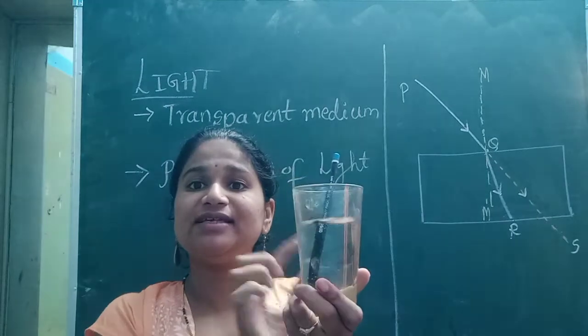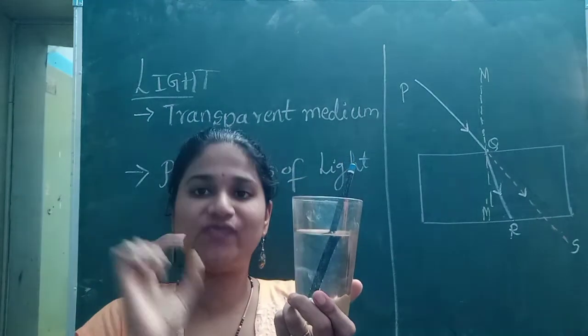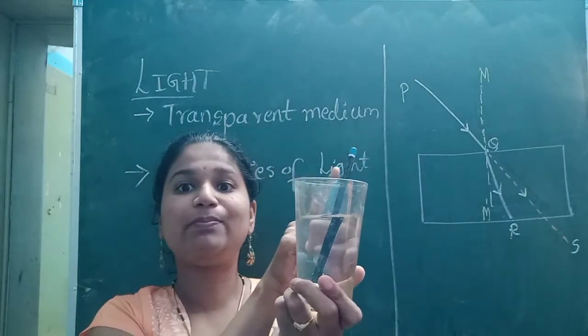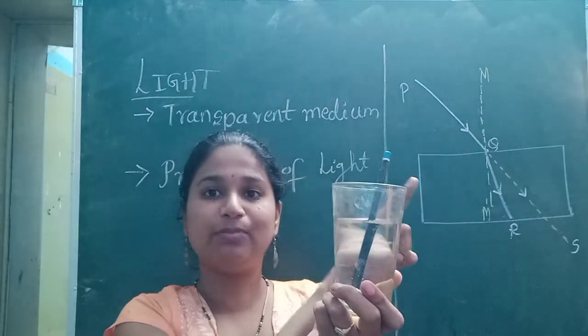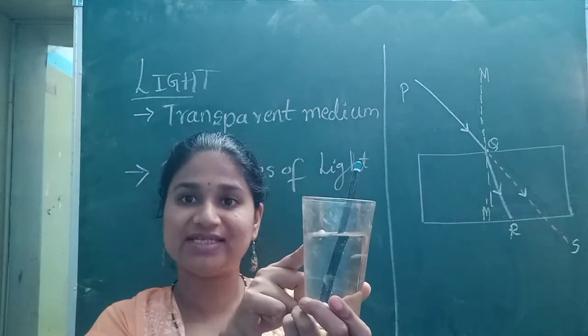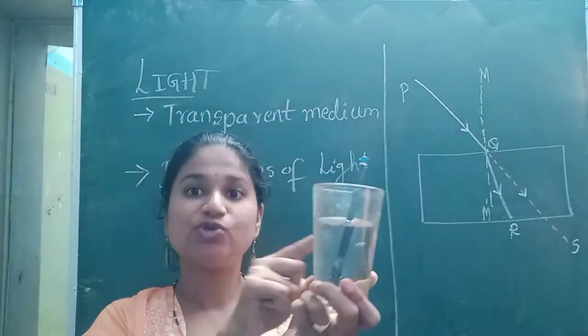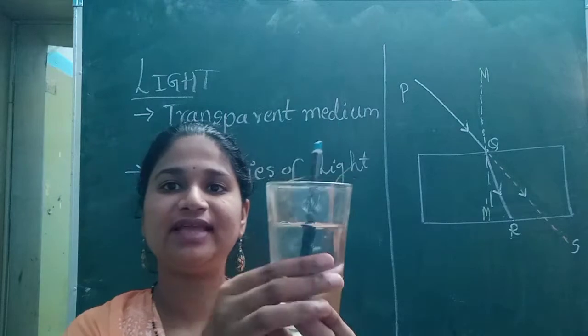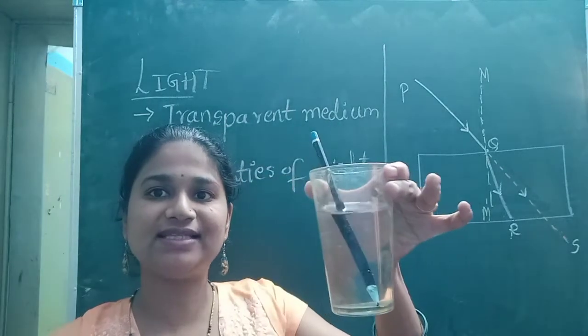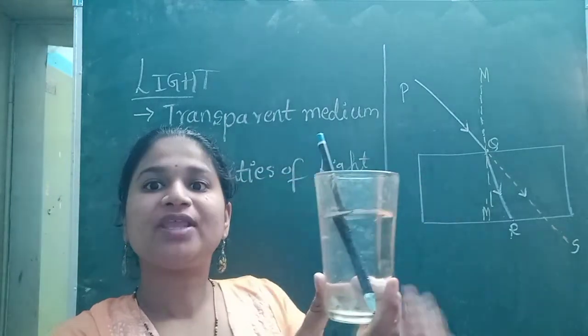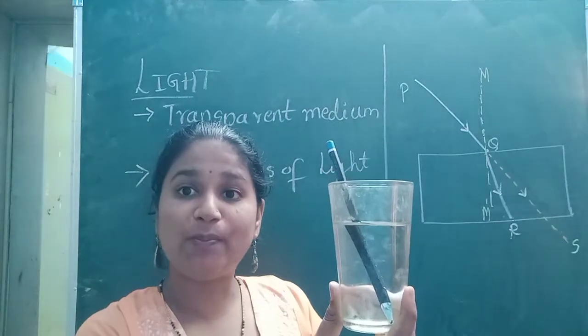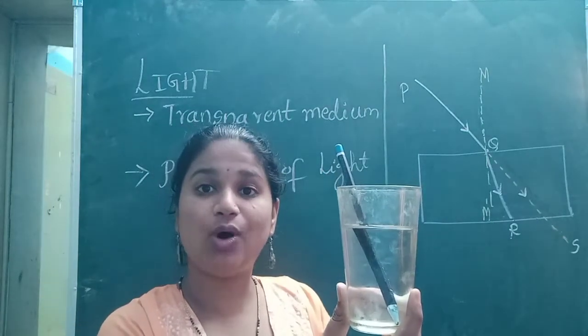So let us consider this pencil as a ray of light. A ray of light, when passing from the air medium to the water medium, bends at the surface where the two media meet. So that bending phenomenon is considered as refraction. That is the property called refraction of light.